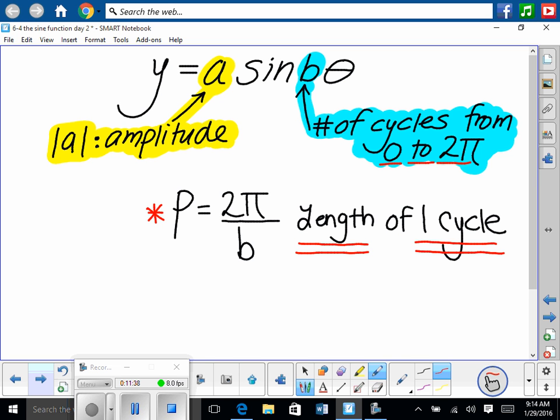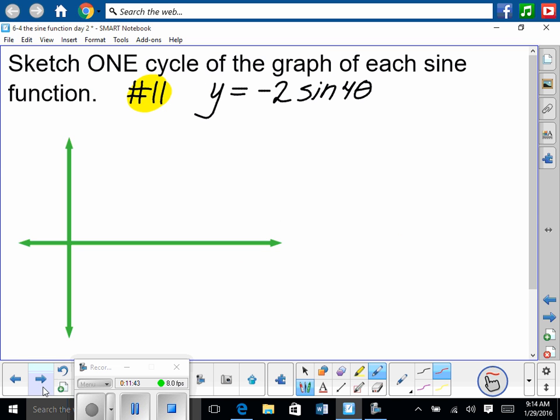Okay, so let's practice graphing one from yesterday, from the front. Check your answer. I know you did this one. I was checking your answers. It says, sketch one cycle of the graph of each sine function. So we're sketching one cycle. That's very important. You've got to read the directions. First, I'm going to write out what my amplitude is. The amplitude is the absolute value of a, which is the absolute value of negative 2, which is 2. So we're going up 1, 2, down 1, 2.